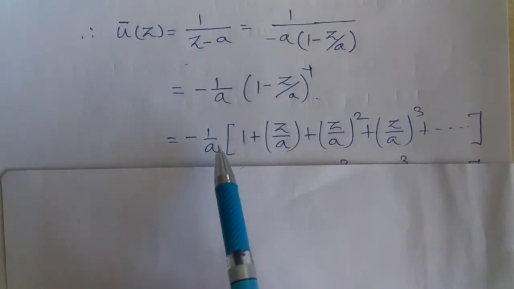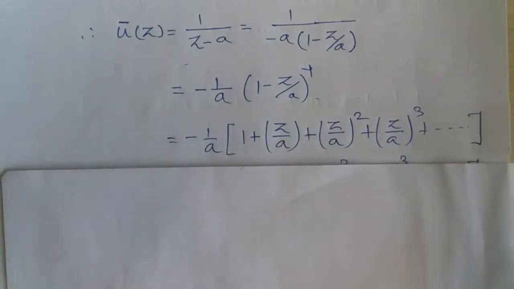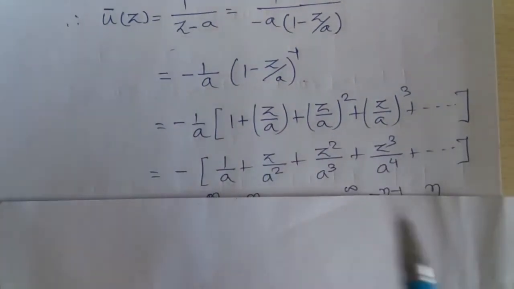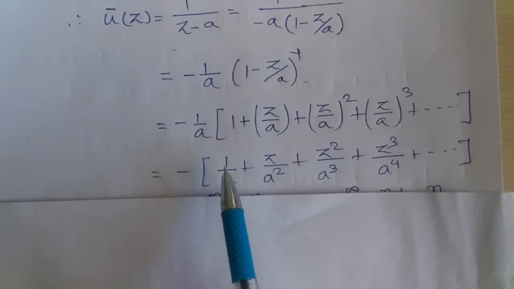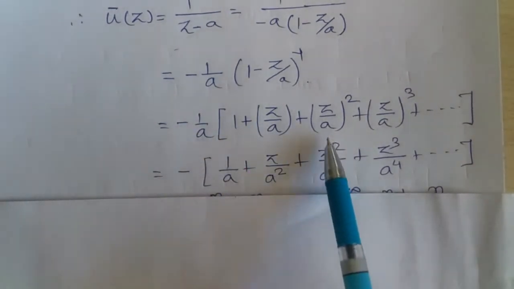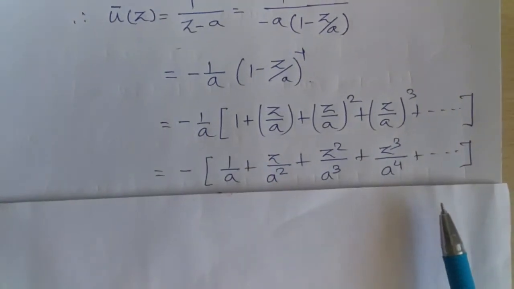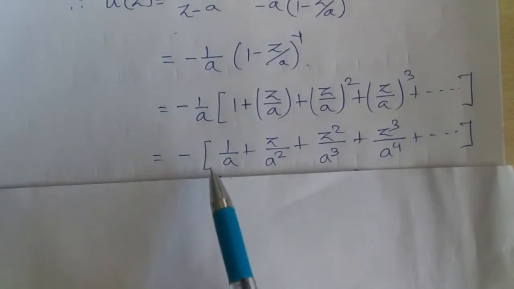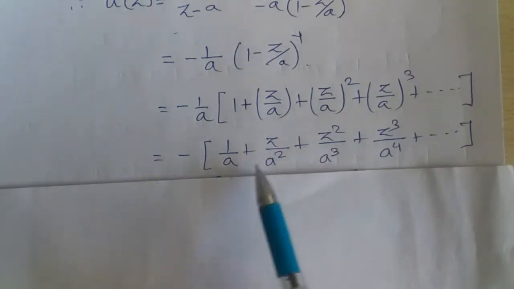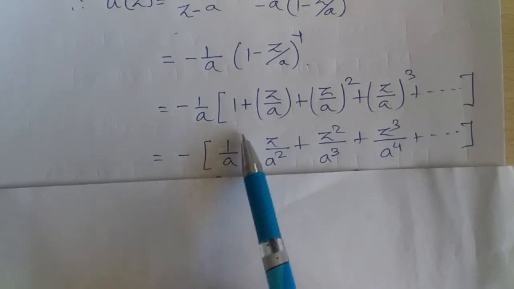Now we multiply 1 upon a with all these terms, then we get negative, we write outside. Then we have 1 upon a plus z by a square plus z square by a cube plus z cube by a power 4 plus so on. Now we write this series in the form of summation. So here we start with z power 0.